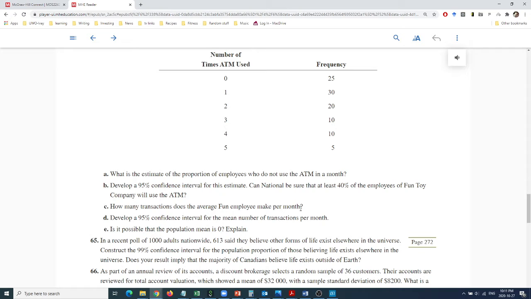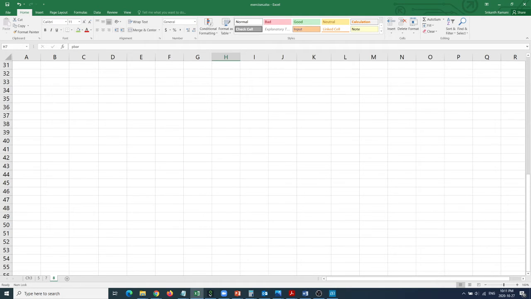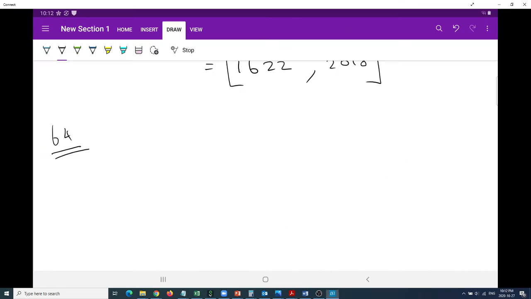Okay, and so the next question is: develop a 95% confidence interval for this estimate, and can National be sure that at least 40% of the employees of Fun Toys company would use the ATM? So the 95% confidence interval is going to be P bar. Page number 260 is where you could find your formulas for confidence interval for proportions. Okay, so I will just write it out.